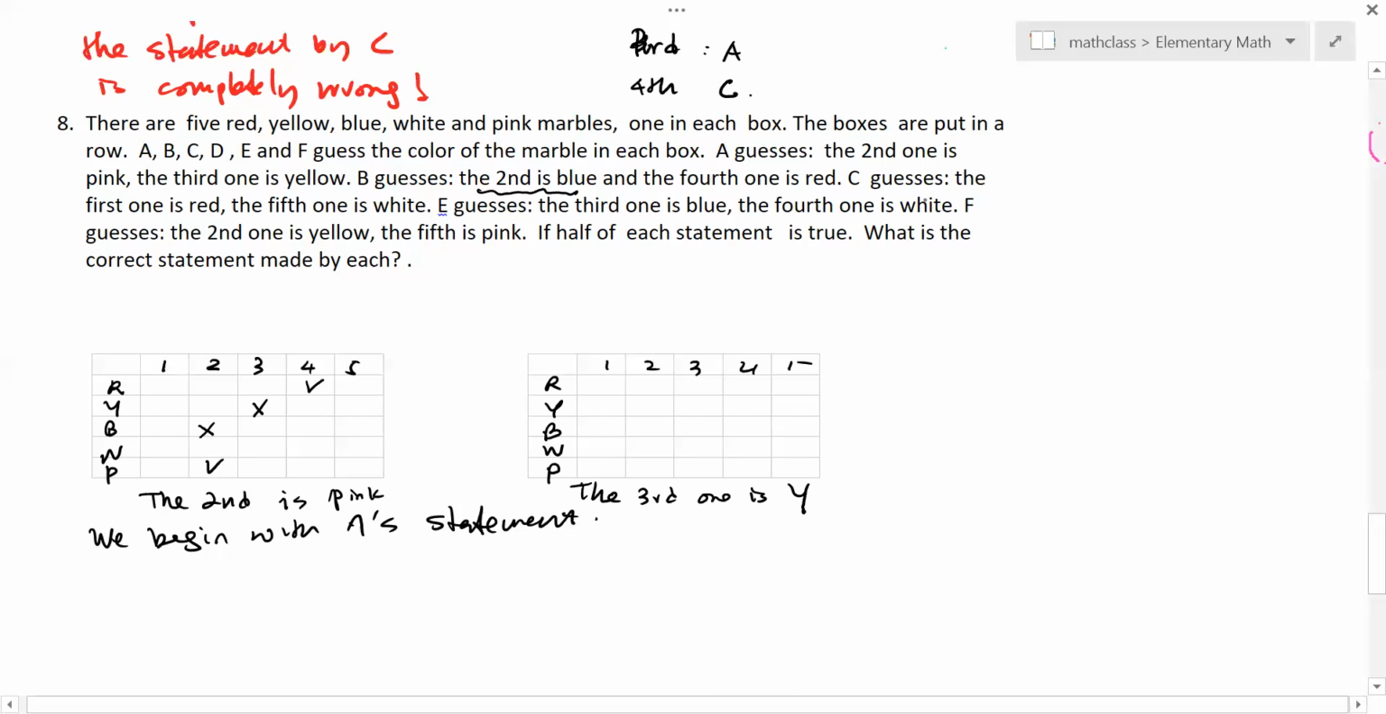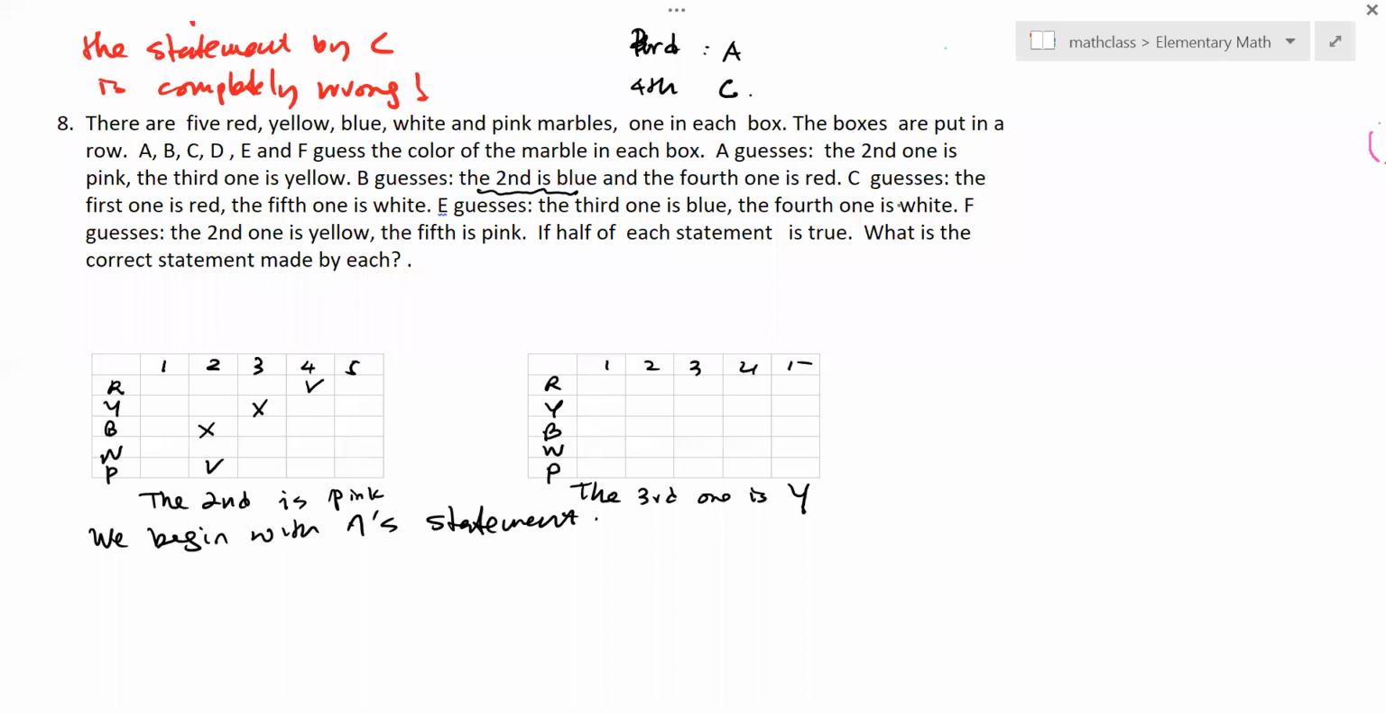Then let's look at the C. C says that the first one is red. And the fifth one is white. Well, I cannot say anything about the first one and the fifth one at this moment. I skip. Okay. I go to E.